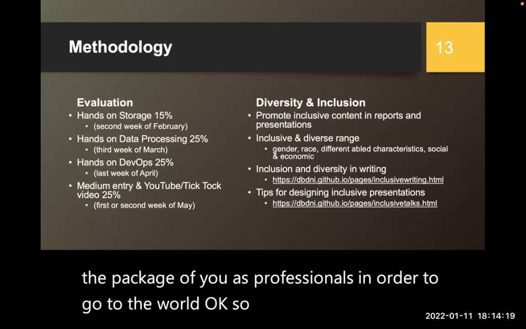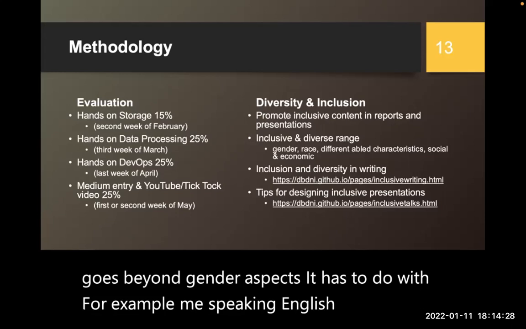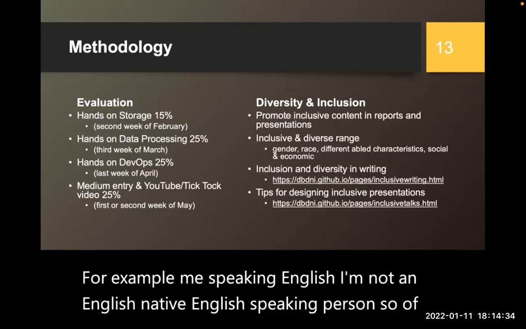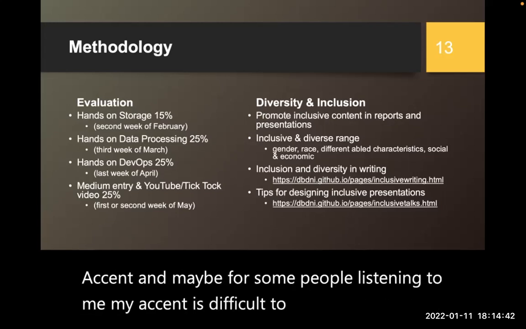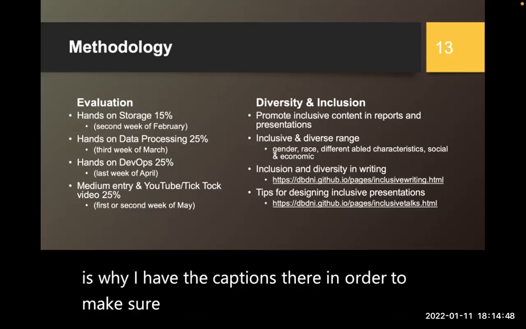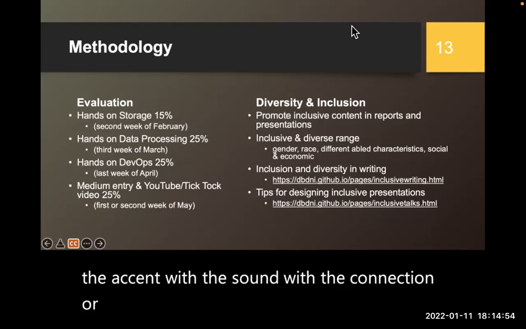So diversity and inclusion goes beyond gender aspects. It has to do with, for example, me speaking English. I'm not a native English speaking person, so of course I have an accent, and maybe for some people listening to me, my accent is difficult to understand, and this is why I have the captions there in order to make sure that if someone has problems with the accent, with the sound, with the connection or whatever, she or he can read what I'm saying, okay?